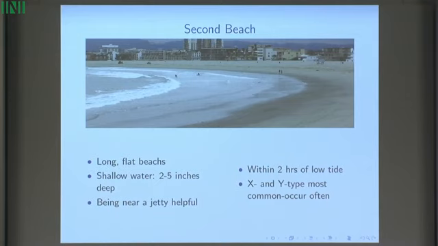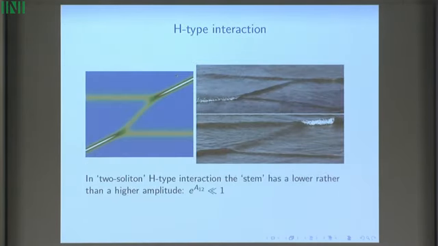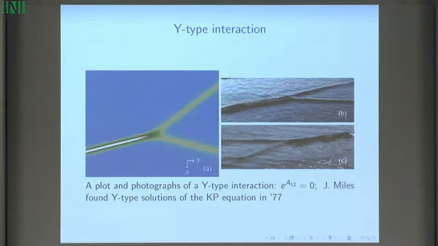After I took these pictures, we published a paper. We got a deluge of photographs from other areas in the world. Here's e to the a12 large, a long stem. This is California, this is Mexico. And that's the top view. Here's an H wave, which I have to grant Douglas figured that out. He says we're missing one limit. So we went out and found it. The H wave. Guy is smaller in between. And here's the Y.